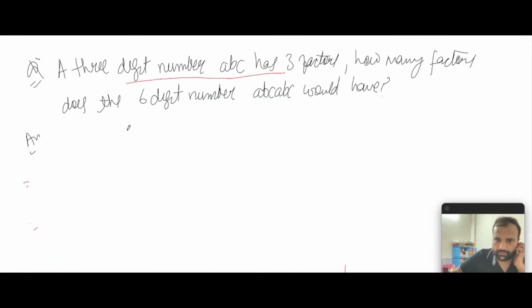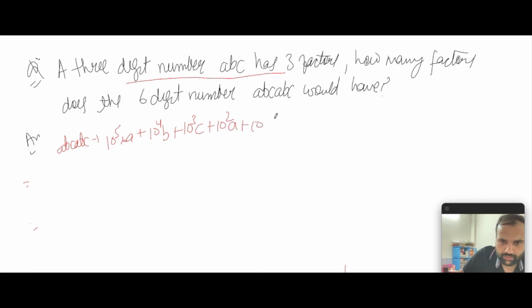Again, a 3-digit number. Now we need to see how many factors a 6-digit number ABC would have. So a 6-digit number ABC can be written as, I'm just trying to be very careful, I'm repeating everything, 10 to the power 5 A plus 10 to the power 4 B plus 10 to the power 3 C plus 10 to the power 2 A plus 10 to the power 1 B plus 10 to the power 0 C. Okay, so what we can do over here is take 10 to the power 3 common, and we see 10 to the power 2 A plus 10B plus C. That's what we have over here.